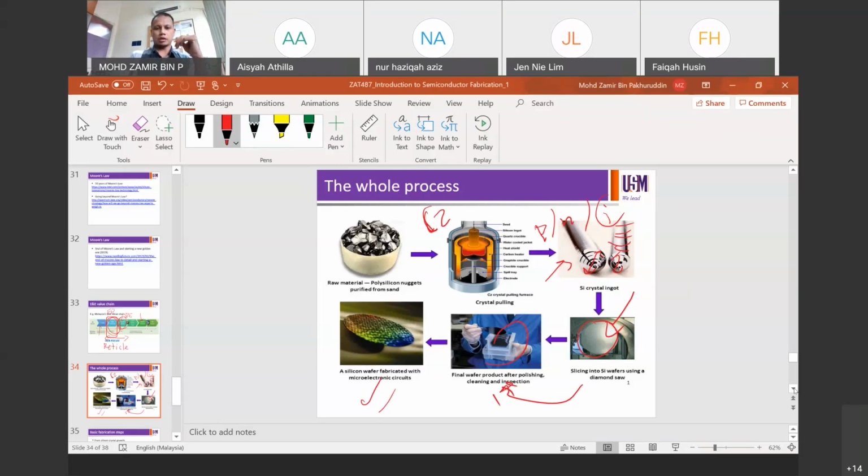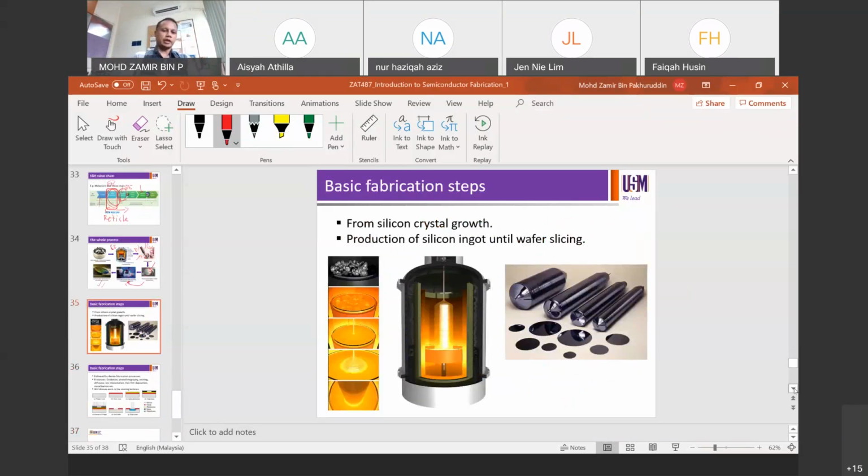Okay, then, this is among the fabrication process. This is the Czochralski process. We're going to go into the details later on; this is just a brief. We're going to melt the silicon chunks here. They're going to be melted, and then we're going to do the ingot pulling process.